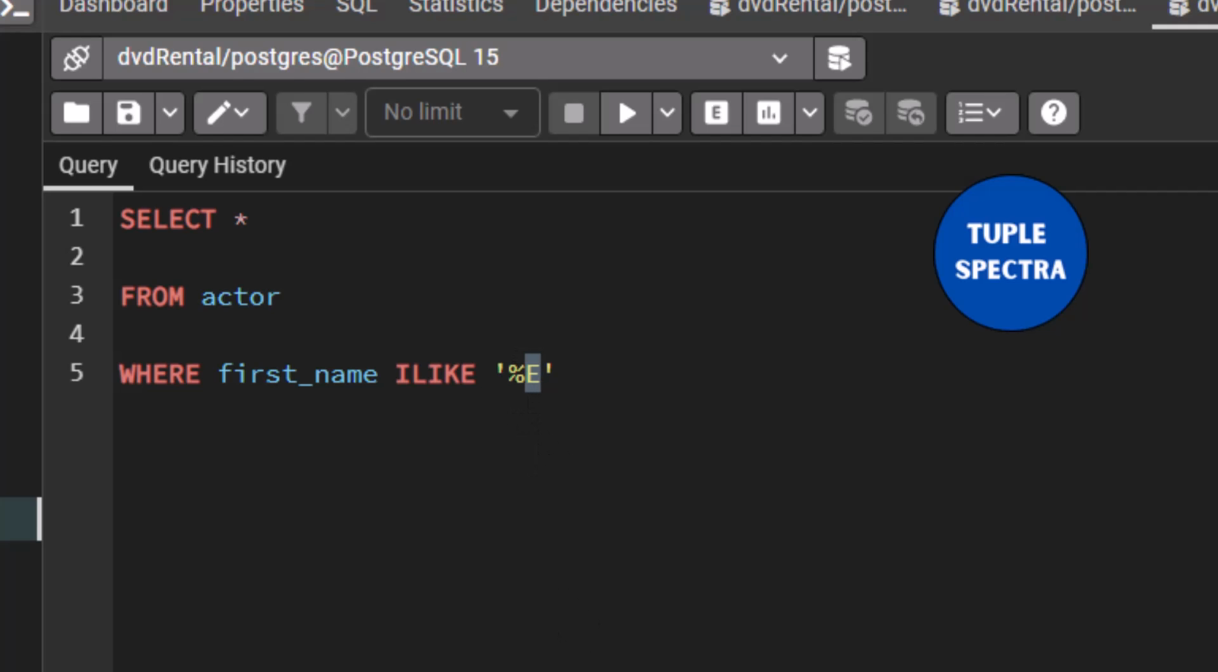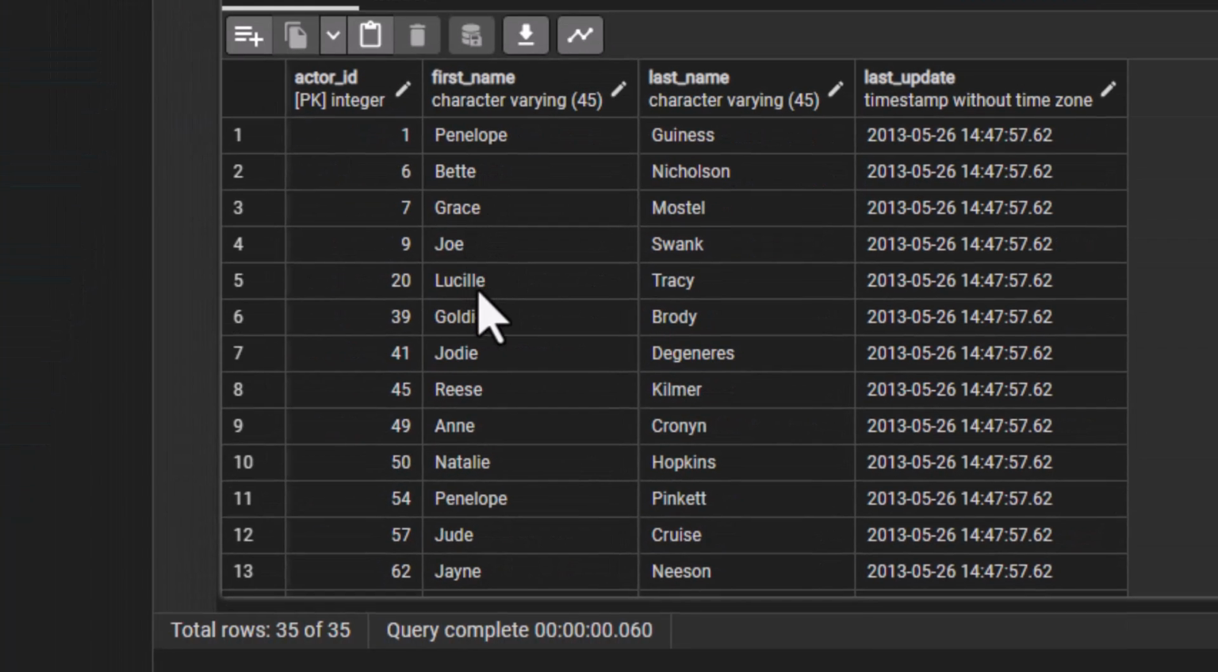It doesn't care. And that is why all these that we have returned, 35 rows, they all end in E, and they have one or more characters before the E. I hope you guys understand this logic right here.